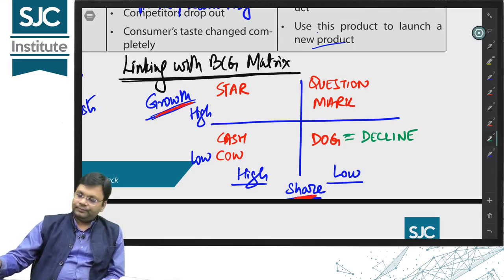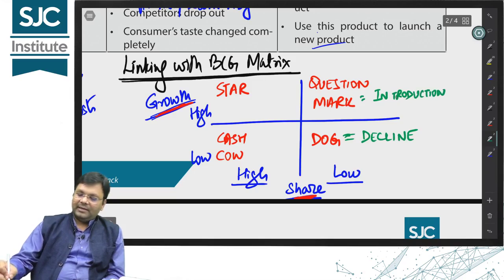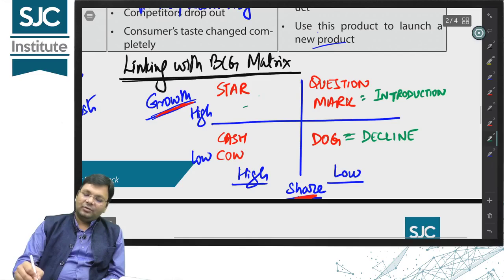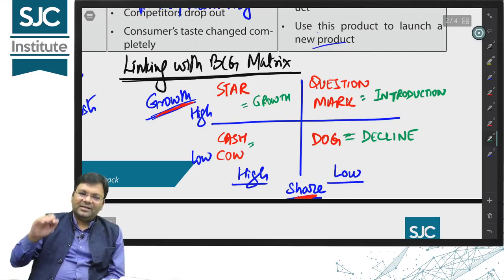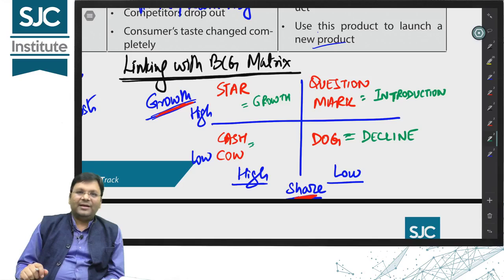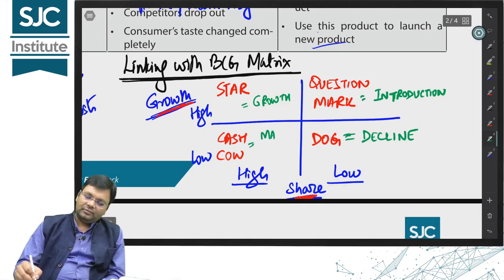So I'll help you. Question mark is introduction. So we have just started. Market is big. Our share is very low. Star is growth. We are also growing. Market is also growing. And when we have reached our saturation, market is not growing anymore. Market has started shifting to somewhere else. It is cash cow. This is maturity phase.